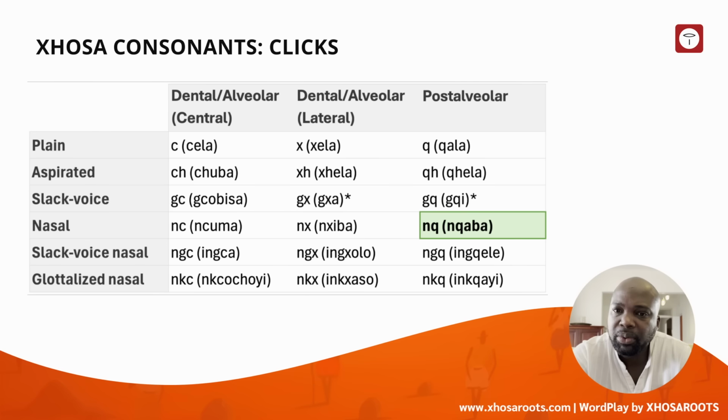So with these nasals preceding the click itself, these are prenasalized, or it's a prenasalization process for the clicks. Nga is an example. And the example of a word here is ngaba, discuss, ngaba.